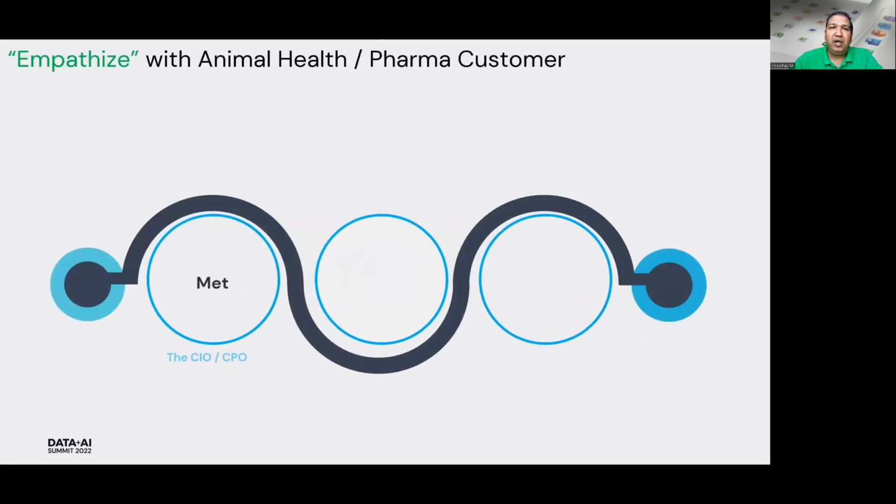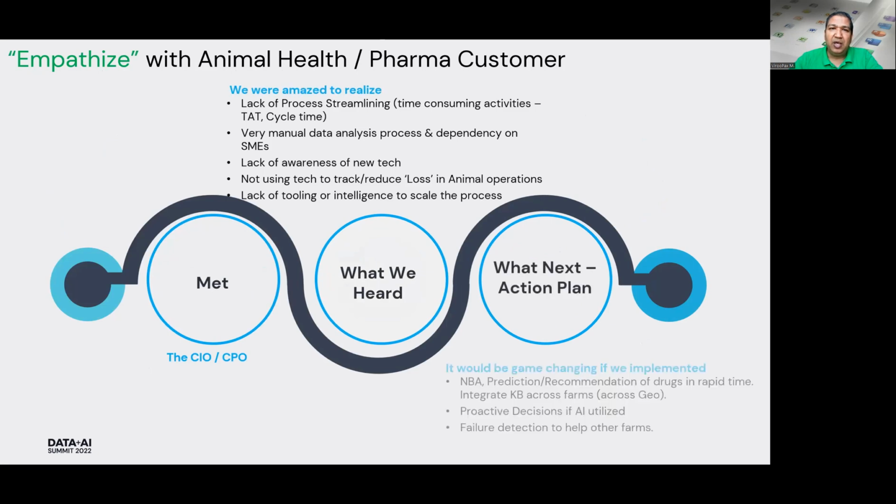Now, to do that, we approached it from an empathy perspective. Envisioning a solution required us to empathize with the animal health pharma customer first, the CIO or the PO, the product officer who builds products for this industry. We were amazed when we met them and spoke to them to realize the lack of process streamlining. The cycle time was very long. Of course, there were time-consuming activities, manual data activities happening, data processes, and a lot of dependencies on subject matter experts.